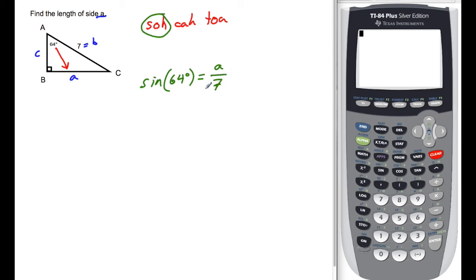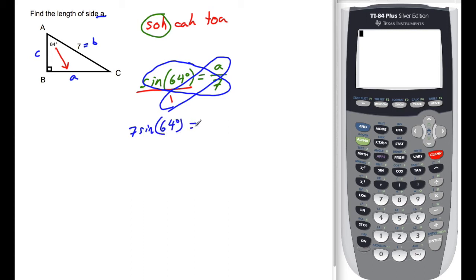So now we're just left with an algebra problem. I've basically got two fractions. I can think of this as a fraction and then cross multiply if I want. So I'm left with 7 times the sine of 64 degrees equals A. And this is how I found my answer.